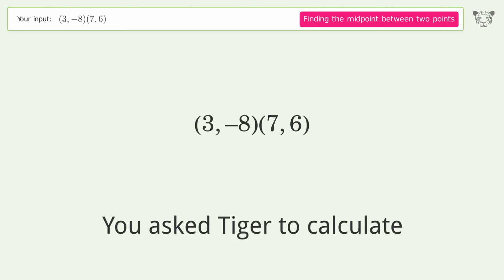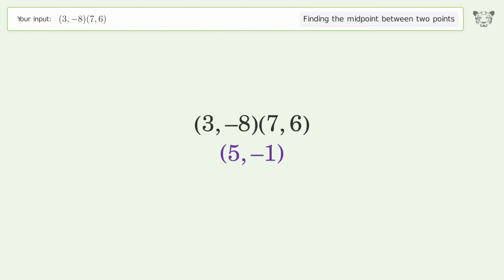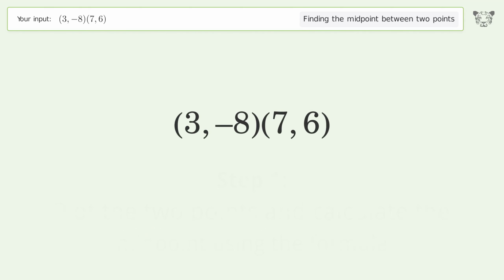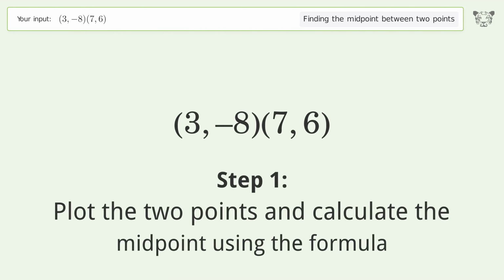You ask Tiger to calculate. This deals with finding the midpoint between 2 points. The midpoint between the 2 points is 5, -1. Let's solve it step by step. Plot the 2 points and calculate the midpoint using the formula.